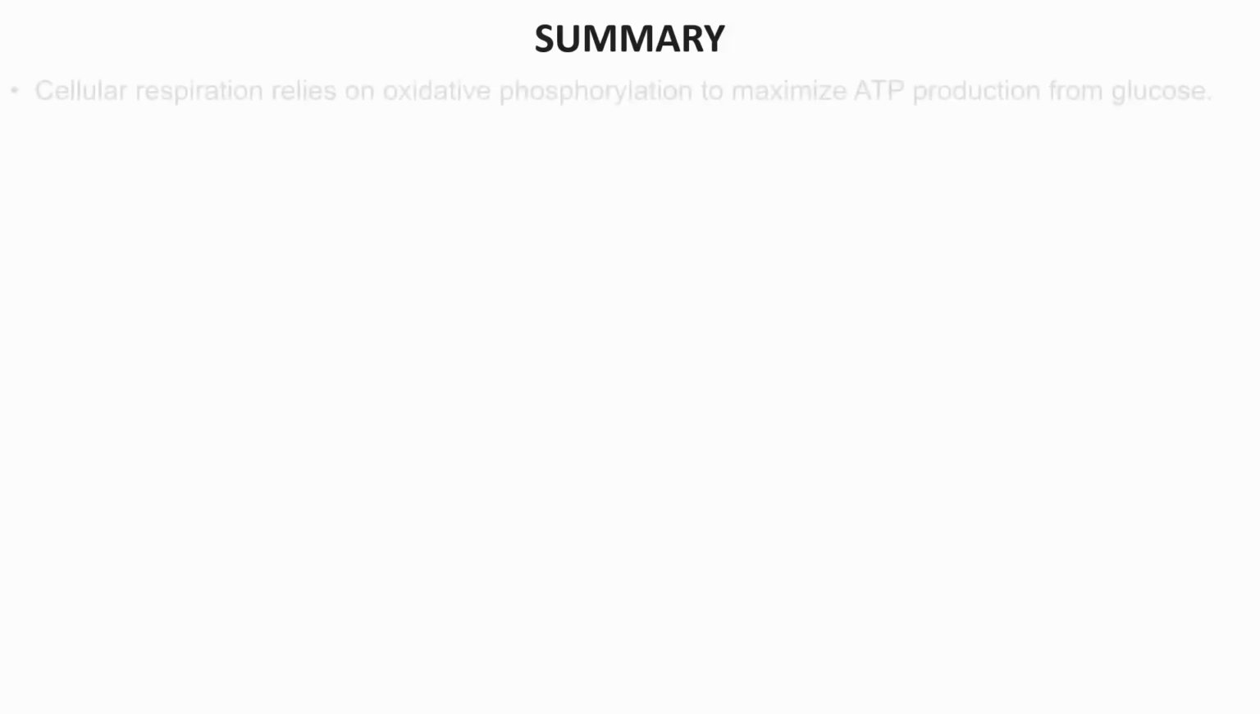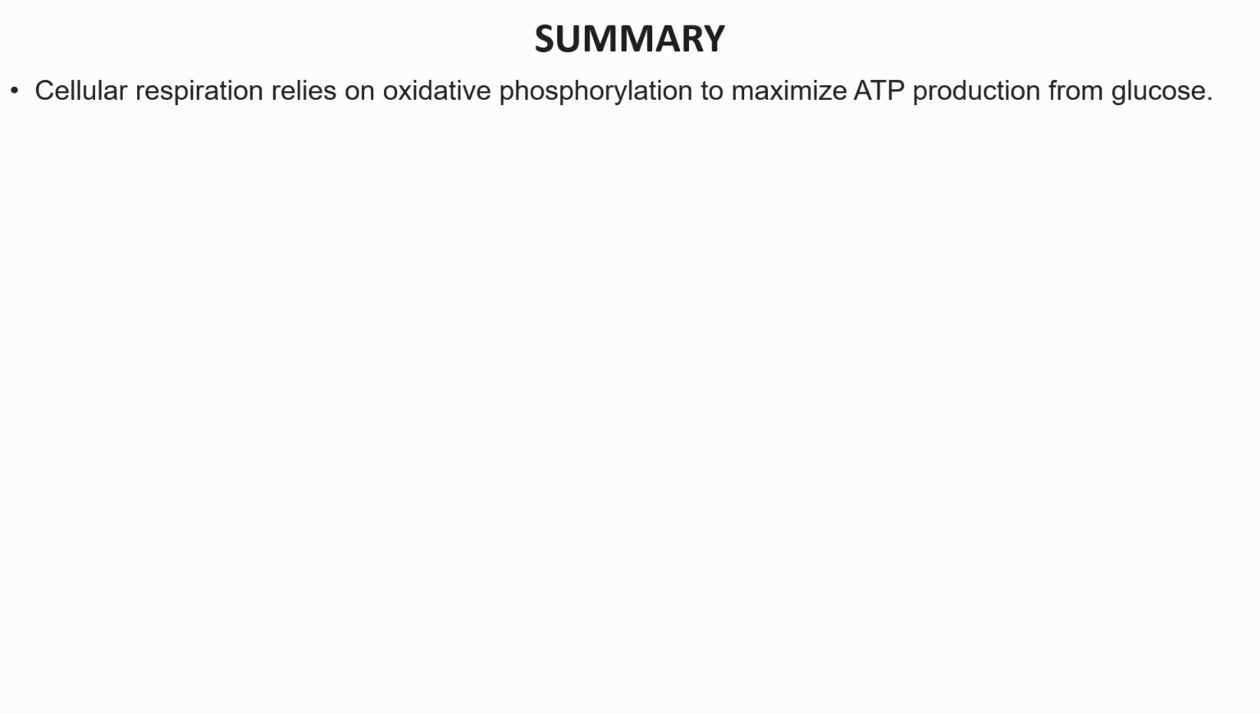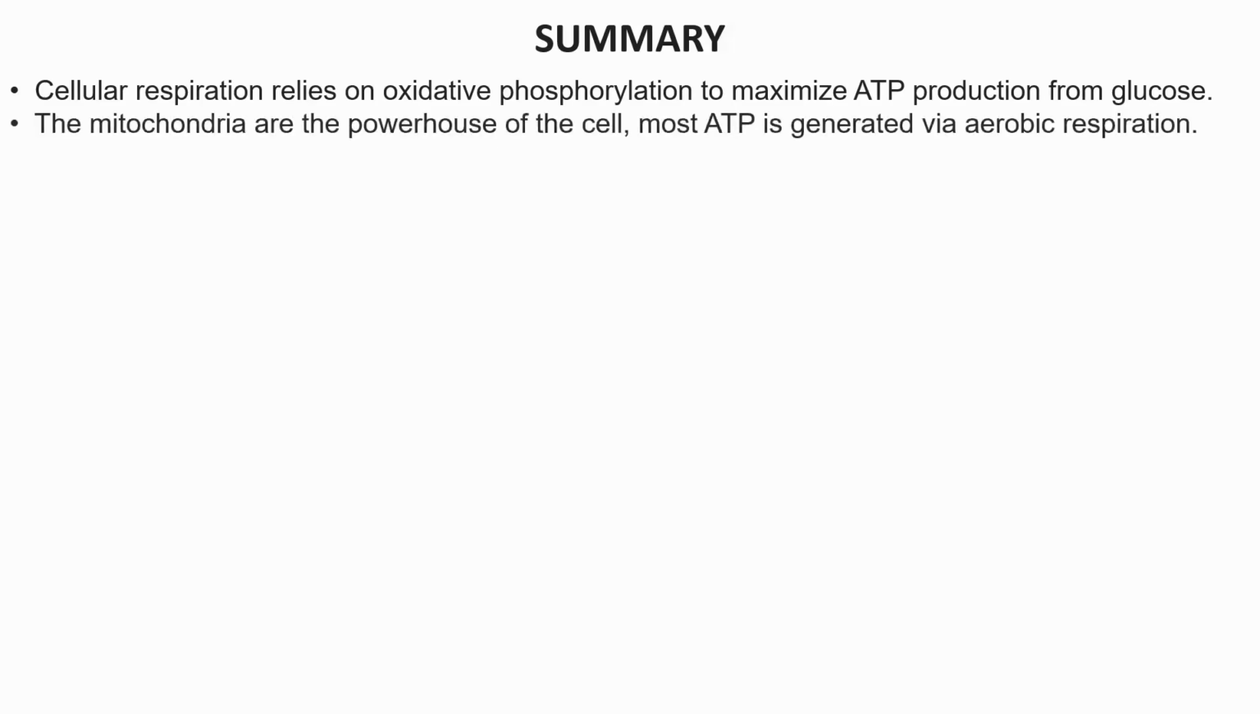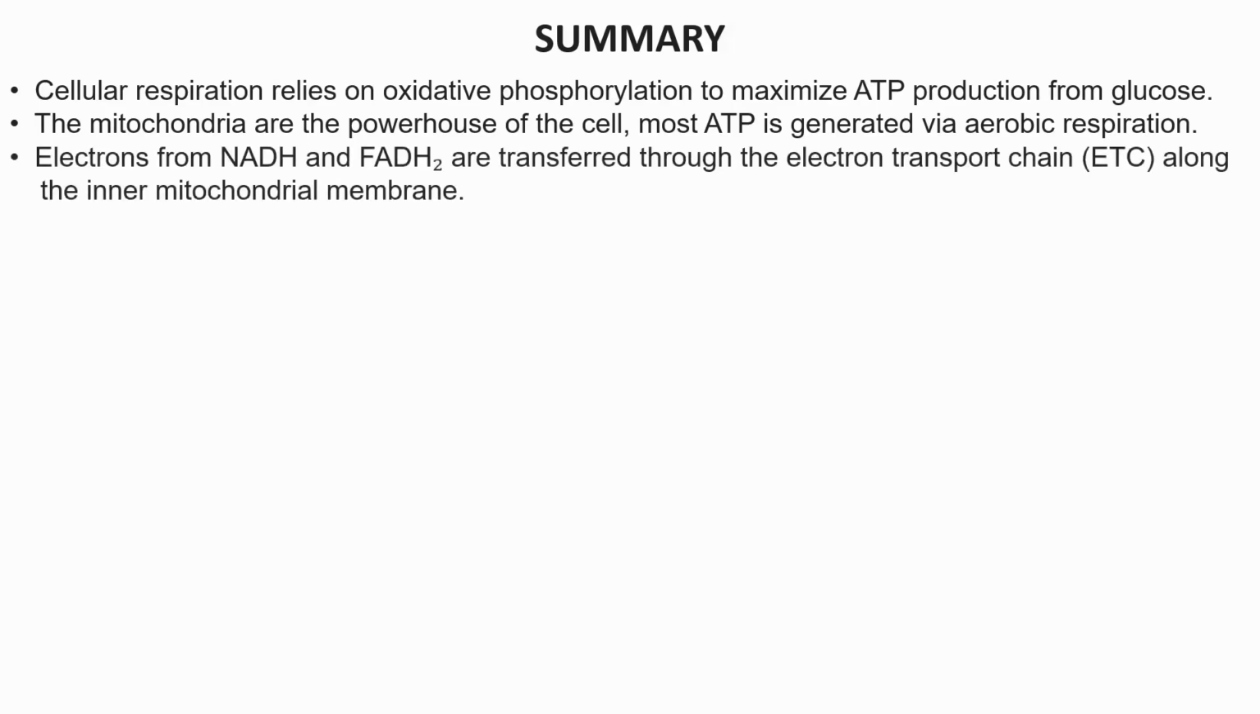So, to summarize what we've talked about here, cellular respiration relies on OxPhos, oxidative phosphorylation occurring at the ETC and ATP synthase to maximize ATP production from glucose. The mitochondria are the powerhouses of the cell because they are the site of aerobic respiration. The most ATP possible is being generated in the mitochondria because of the presence of the intermitochondrial membrane and the aerobic respiration that occurs there.